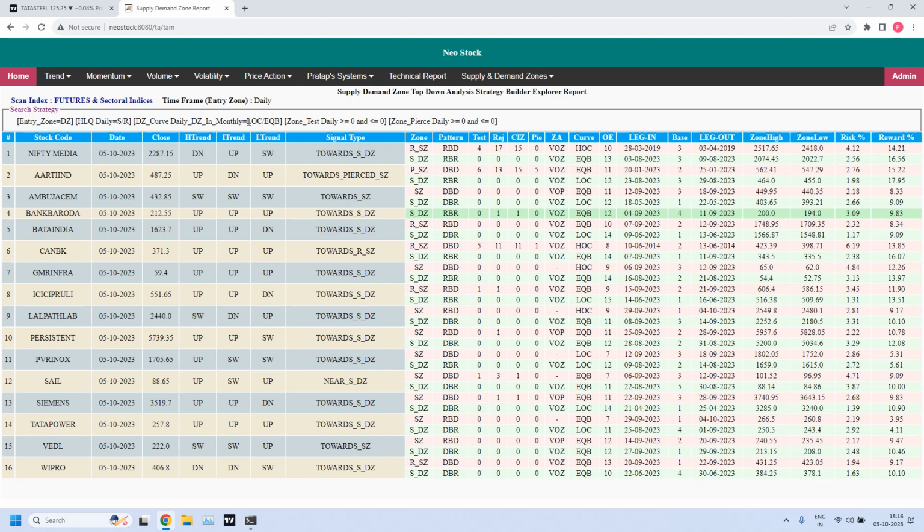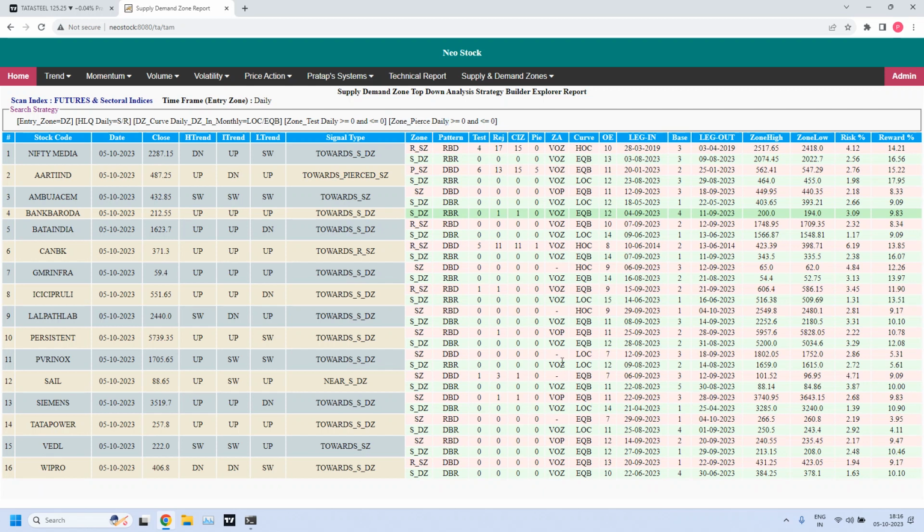What is the value we set? Either low on curve or equilibrium. Any one is okay. If you want only low on curve, you can set only low on curve. If you want only equilibrium, you can select equilibrium. But I have selected the option either one. And remaining things, the test count should be 0 and zone pierced count should be 0.